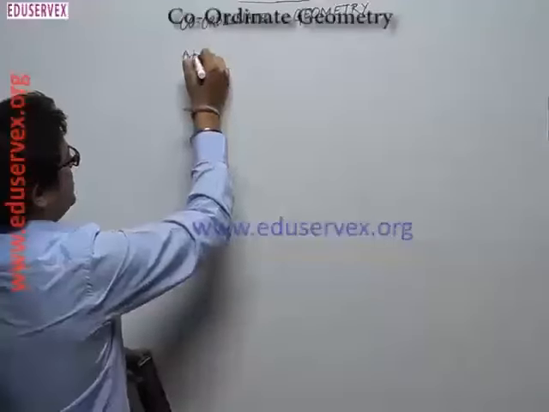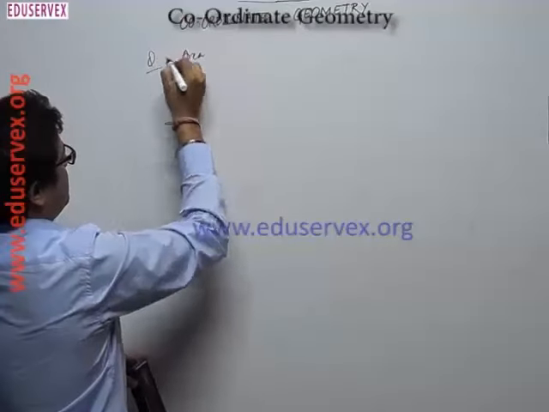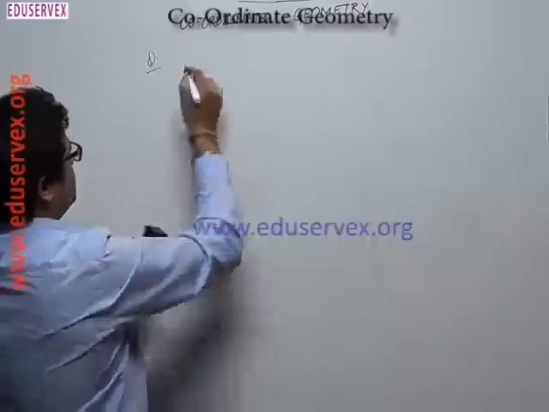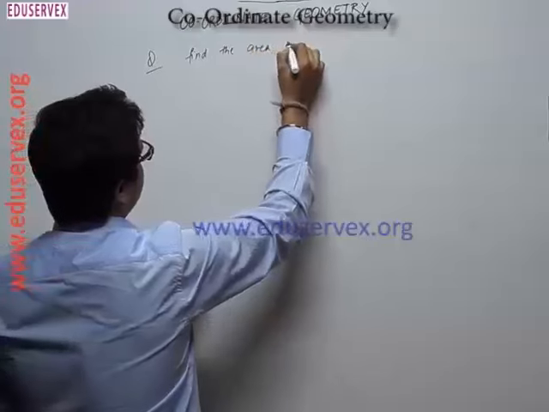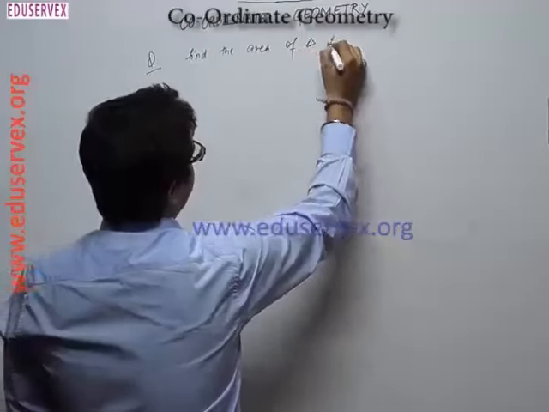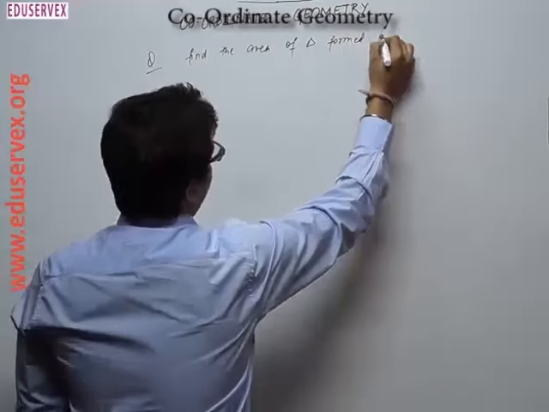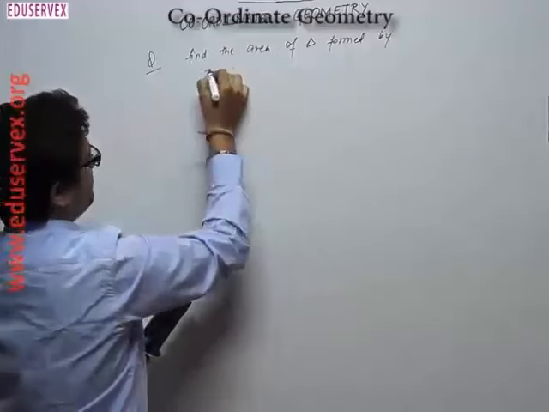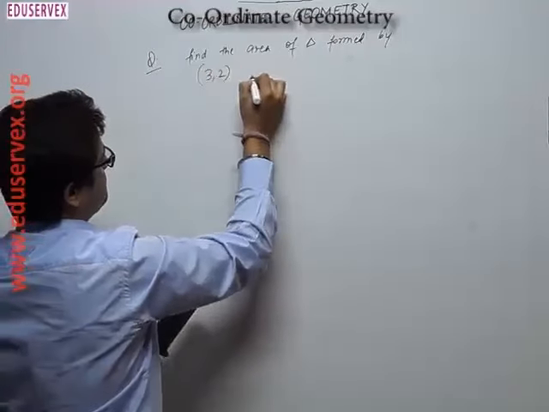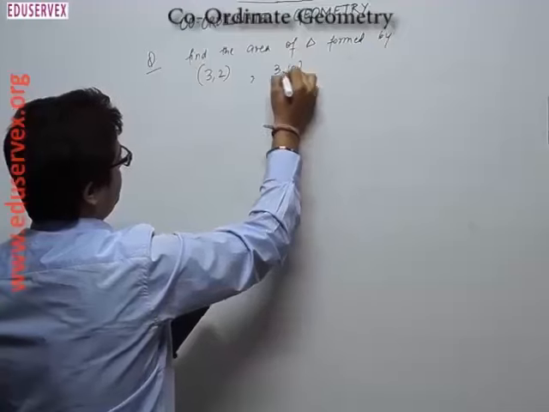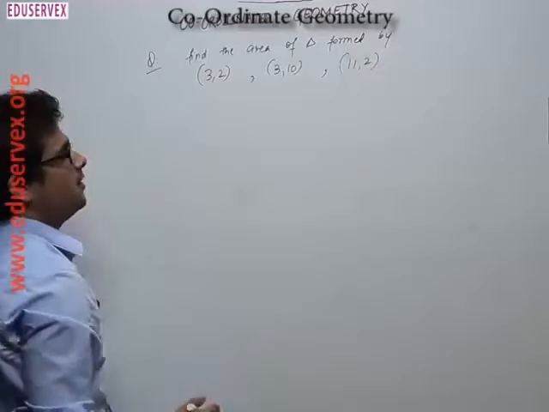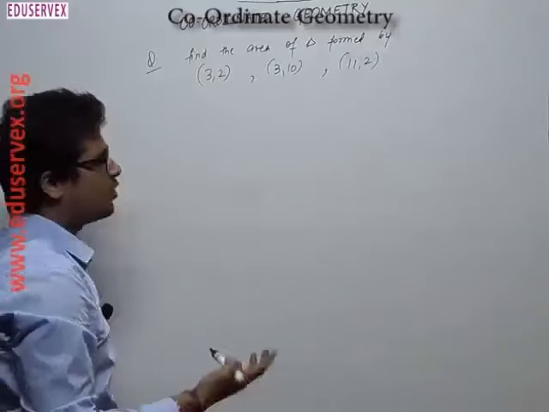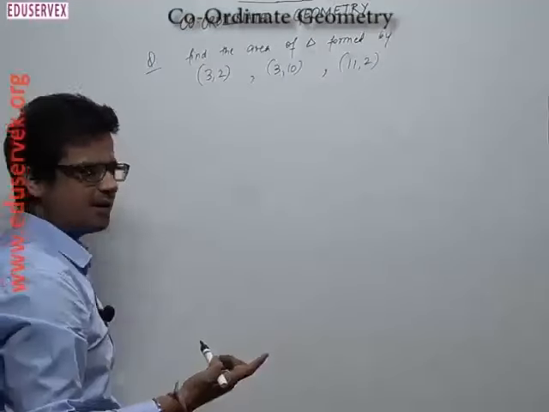Next question. You need to find the area of the triangle formed by these points. Okay, so we have 3 points. Out of these 3 points we can make one triangle.